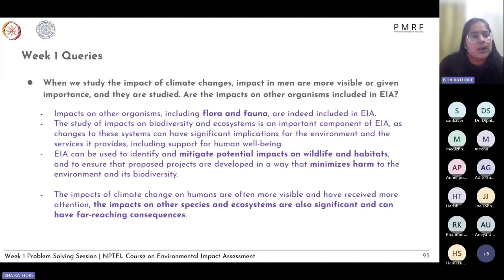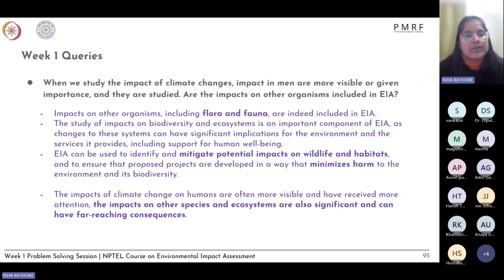Okay, so this is the question. When we study the impacts of climate change, impacts on men are more visible or given importance and they are studied. Are the impacts on other organisms included in EIA? So impact on other organisms, including flora and fauna, is included in EIA. And when we study EIA, we look at impacts on biodiversity and ecosystems. These ecosystems include both the well-being of the flora and fauna, as well as human well-being.